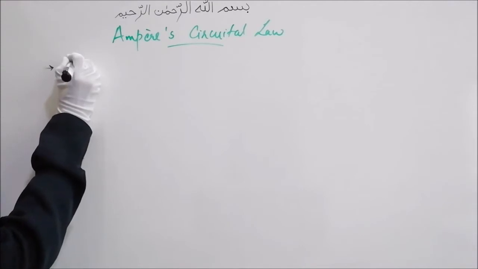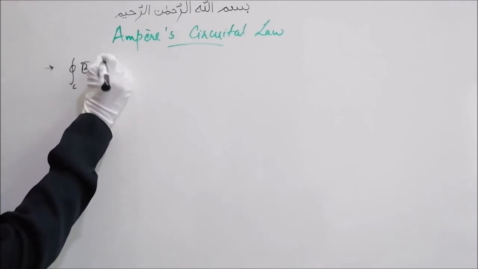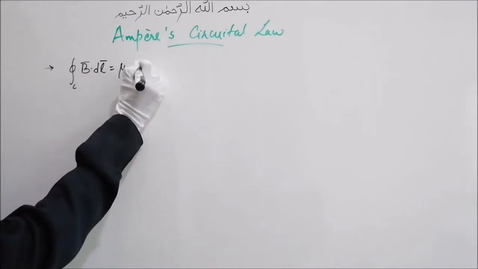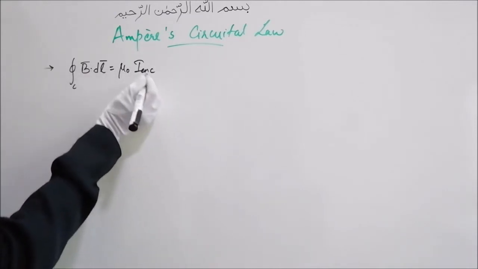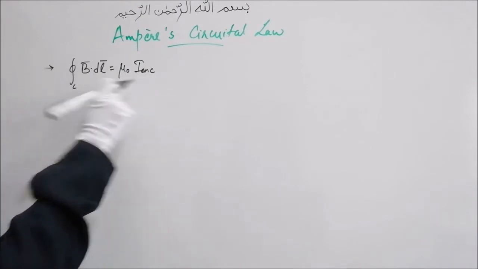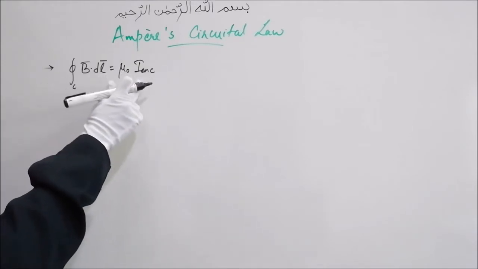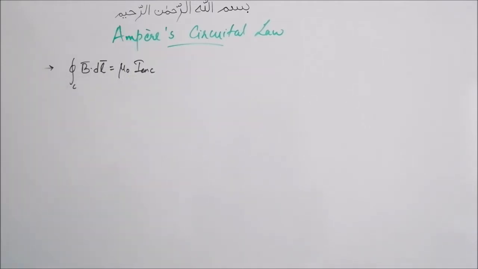The integral form of this law is the integration over the curve C of B bar dot dl bar is equal to mu naught I enclosed. I enclosed stands for the total current which is enclosed by this integration path. That is nothing but the current enclosed by the Amperian loop.